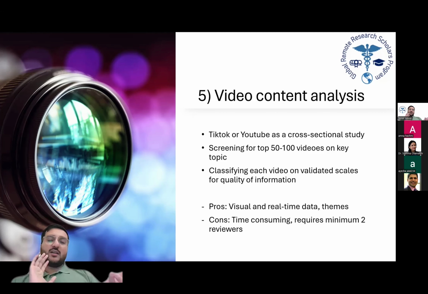So you see how with the change of platform, whether it's text-based like X or video-based like TikTok or YouTube, very different results come out of it. It can be time consuming, at least when you compare it to something like an X platform analysis, because getting a community hashtag analyzed on X using software is very fast. But this is very manual because you're going to be watching those 100 videos using two reviewers and then rating them. So that's something to keep in mind.